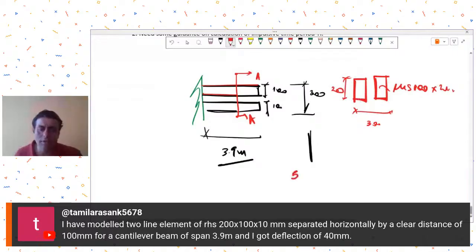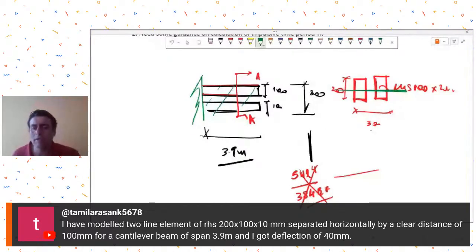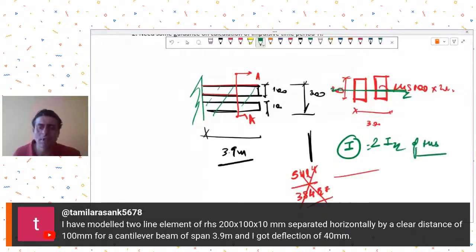I think the formula is 5WL^4 upon, I don't remember the formula, 384 EI, I think. No, no, no. This is for simply supported. Whatever is the formula for a cantilever subjected to UDL or point load, you have the span, you know the moment of inertia. It will be just two times the IZZ of your RHS member. So just use that I value and see manually what deflection you are getting.